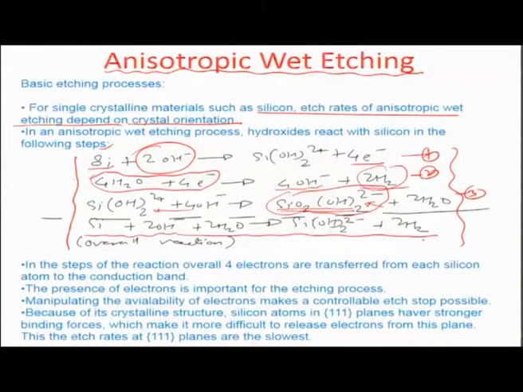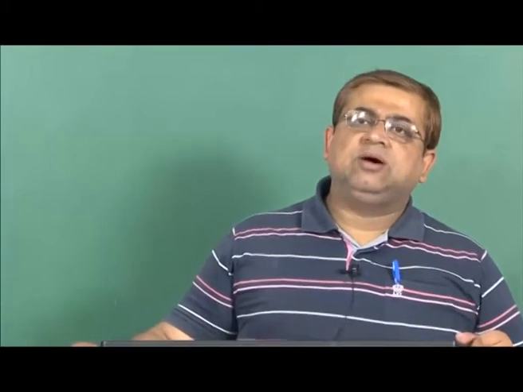And when I am saying that the electron release is slower in different planes, obviously in the 111 plane the electron release is the slowest, so the etch rate will also be the slowest. So eventually when we are talking about etching silicon in different directions, the 111 plane would be the last plane which will come off, or etching will happen along this plane at the very last, because it takes the maximum time, the rate being the minimum in that particular direction.